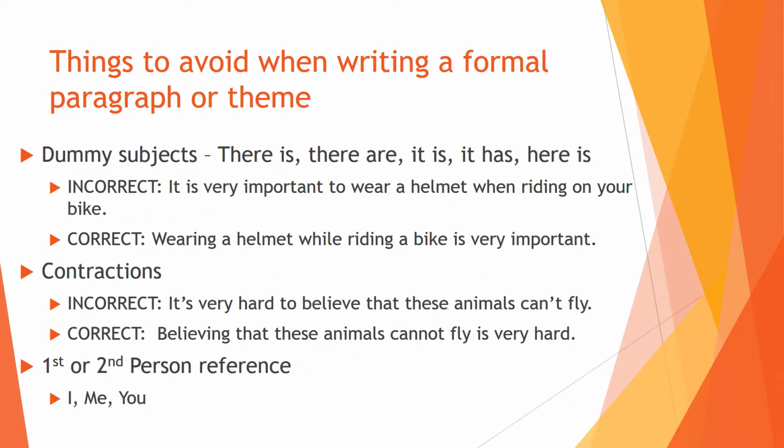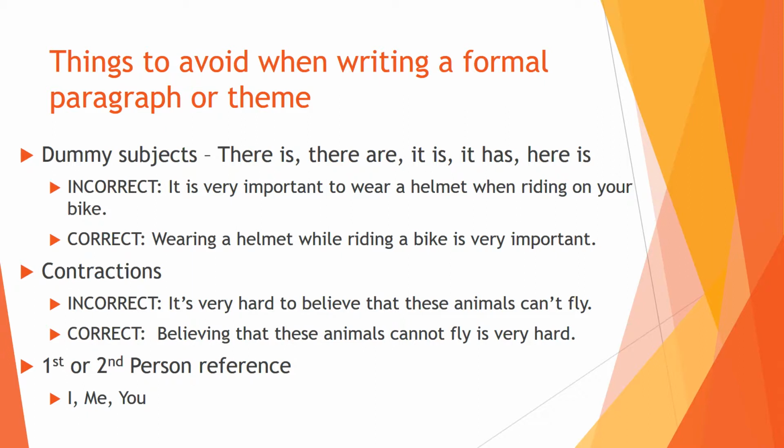There are several things that are extremely important to avoid when writing any kind of formal paragraph or theme. The first thing to avoid is something called a dummy subject. Things like there is, there are, it is, it has, or here is. And these are things that distract the reader from the actual topic of the sentence before the topic is established.